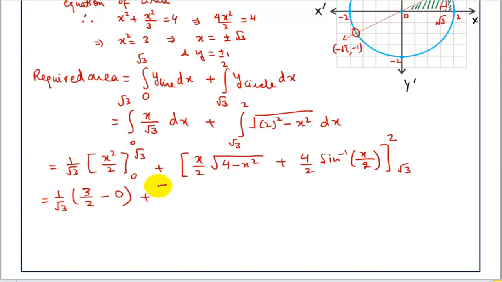Coming to the later part, first we need to replace x by 2. If we replace x by 2 here, this will reduce to 4. And 4 minus 4 is 0. So this part is going to vanish. So we move on to the next part.